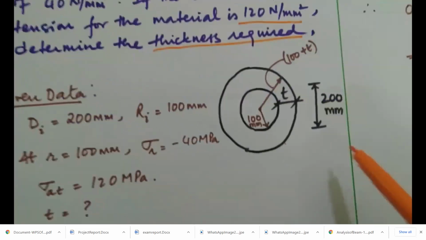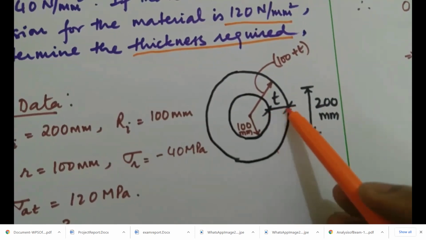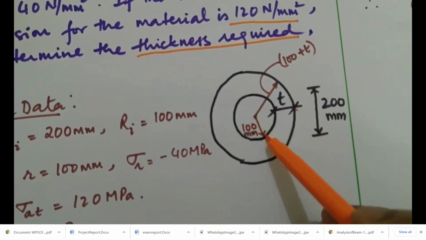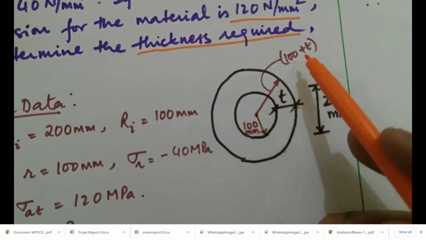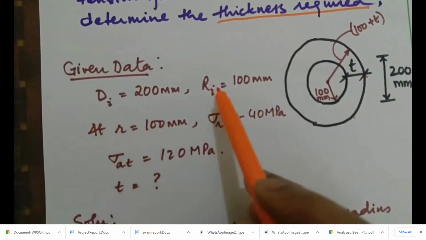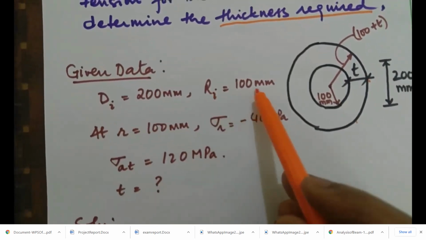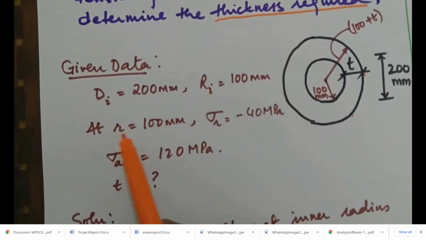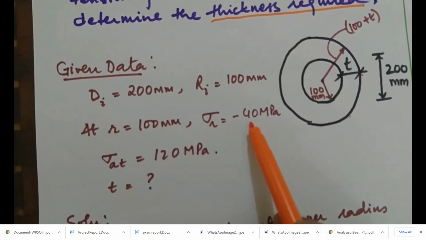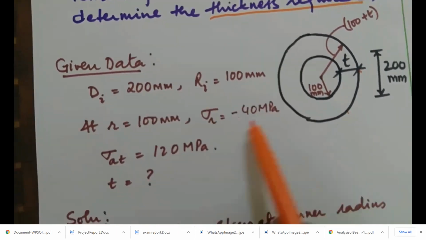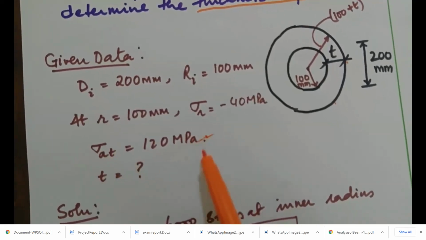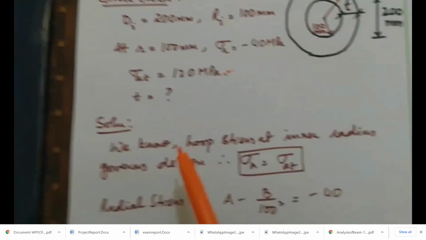So, let us look at the diagram. We do not know the thickness, so the thickness is marked as T. Internal diameter is 200 millimeters. So, the internal radius is 100 mm and the external radius is 100 plus T millimeters. At the inner radius we know that the internal fluid pressure is the radial pressure, and that is minus 40. Sigma AT, that is the allowable tensile stress in the material, is 120 megapascal. We have been asked to find the thickness.